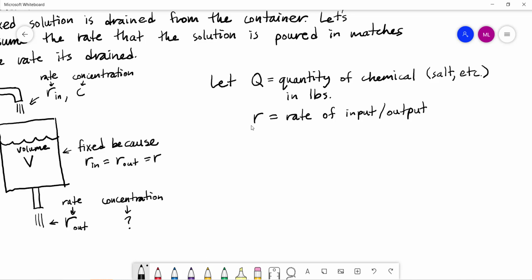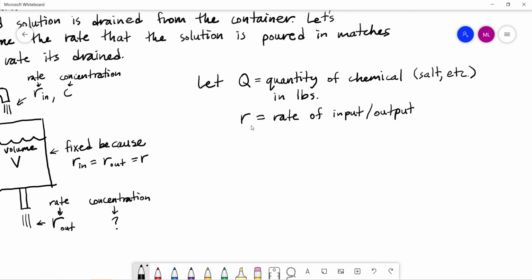They're the same. And let's keep track of it in gallons per minute. That would be a rate, right? How many gallons of fluid are being poured in every minute? How many gallons of fluid are being drained every minute? So it has units of gallons per minute. Hence, it is a rate.